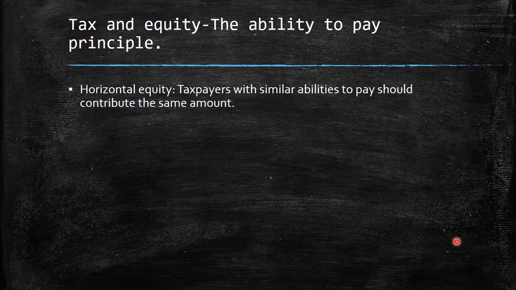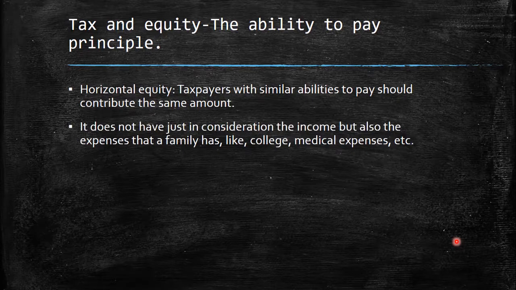And the other one is horizontal equity. Taxpayers with similar abilities to pay should contribute the same amount. And this is important because imagine that there are two families, and they earn the same quantity of money during the year, $100,000, so all this money is going to be taxable. But imagine that one member of the family has a terminal disease and they need to pay every single month $2,000. Naturally, when you have the total income, you make some reduction for this money, so this is not taxable, because it's not the same for the family and the other to pay this value.